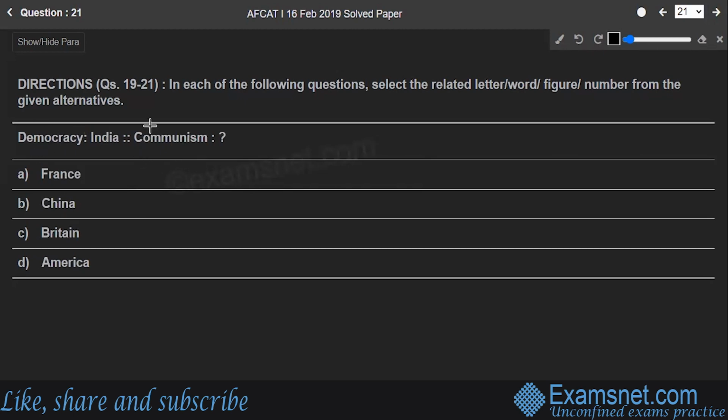Same thing, you have to find out the words democracy and India, they are related in some way. In the same way, communism is related to which country? France, China, Britain, or America? See, you know, India is a democratic country. That means the government of India is a government which is by the people, for the people, of the people. Whereas communism is followed in China. This is the type of governance which is followed in China. So, option B is the correct answer to the problem.